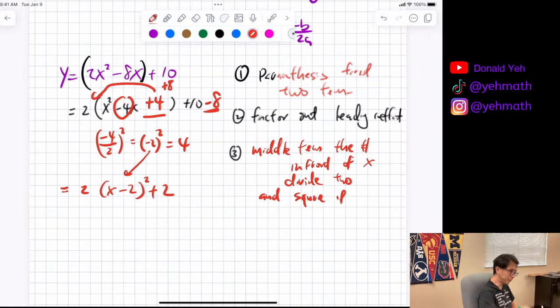I'll let you try one. So y equals 2x squared minus 4x plus 3. So try to complete the square here.